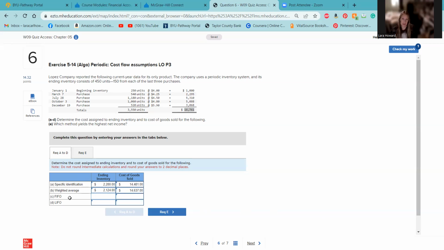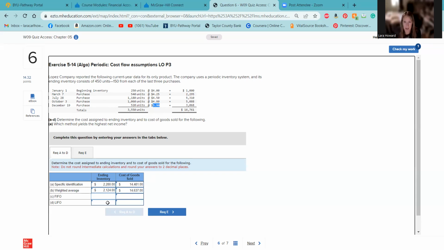All right, let's go to the FIFO, which is first in, first out. Here we're going to take the earliest purchases and take the cost from those, which would be the December 19th. We're only taking 450 units, and there's 520 here, so we're only going to take those units out of December 19th. We take 450 times $5.90 to get our ending inventory, and that ends up being $2,655.